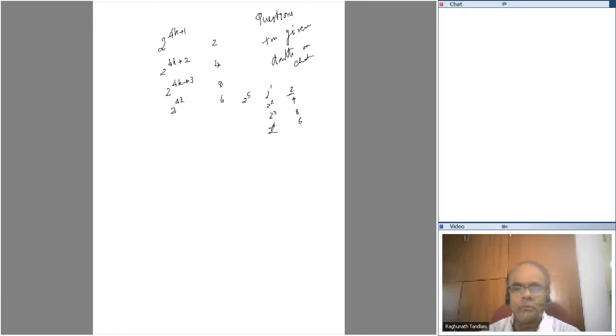2 power 6 will end in 4. 2 power 7 will end in 8. 2 power 8 will end in 6. 1 increases by 4 becomes 5. 2 increases by 4 becomes 6. 3 increases by 4 becomes 7.